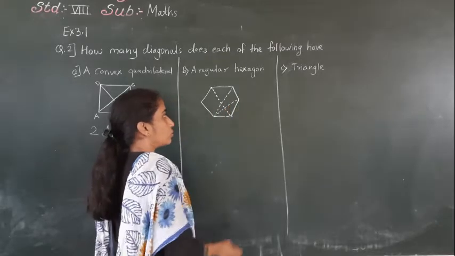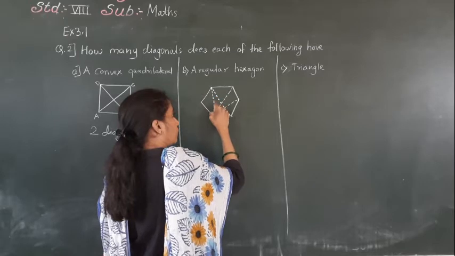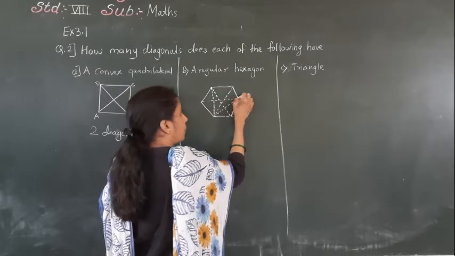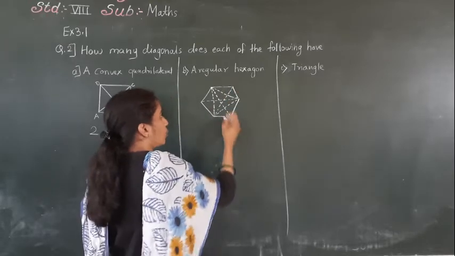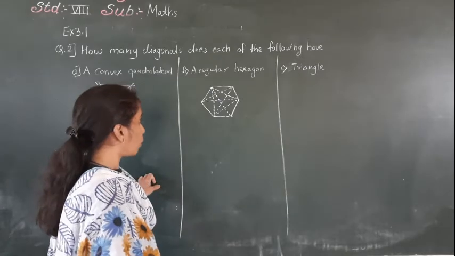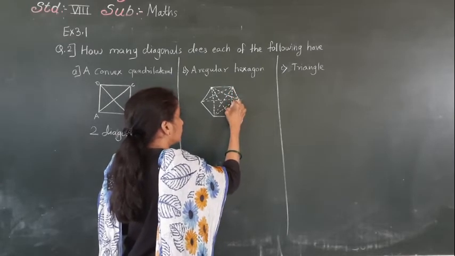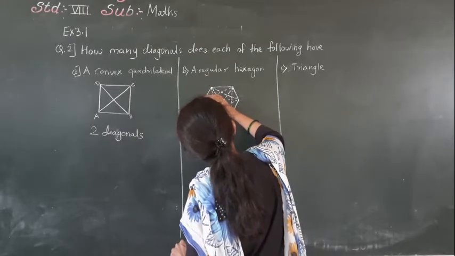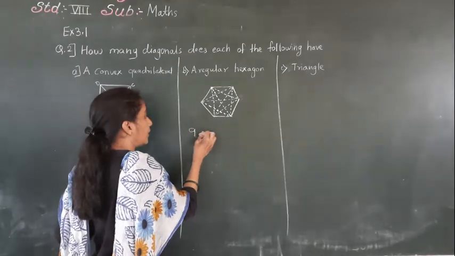These also we can draw. Three diagonals we got. Then which can we draw? These. Four diagonals we got. Then these we can join. Five diagonals we got. Now these and these we can join. Six diagonals we got. Now these and these we can join. Seven diagonals we have got. Now these and these we can join. Eight diagonals we have got. Now one more we can join. This is the diagonal. Nine diagonals we have got. So how many diagonals have we got? Nine diagonals.